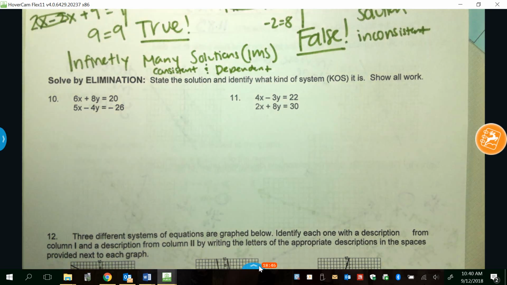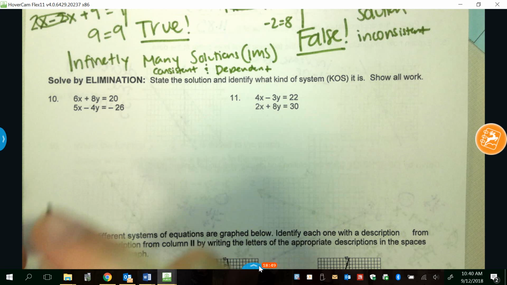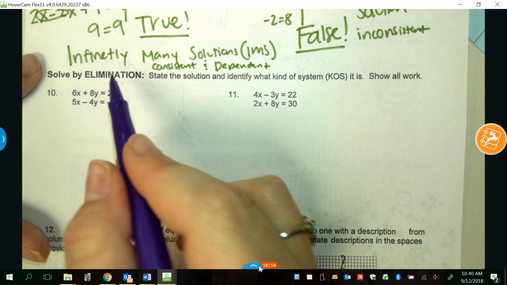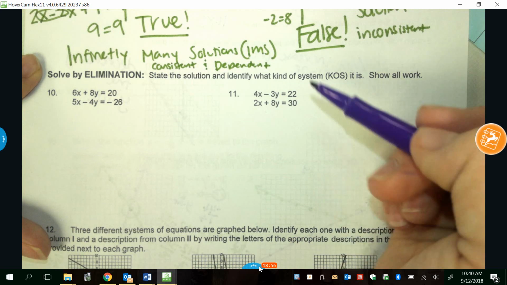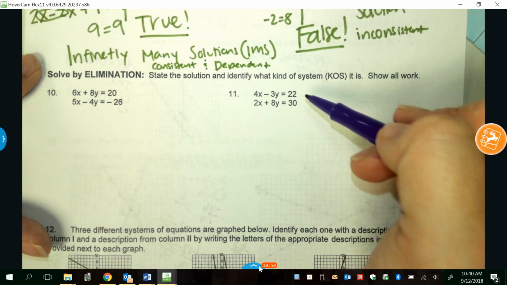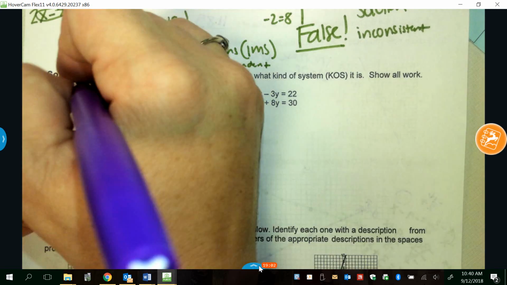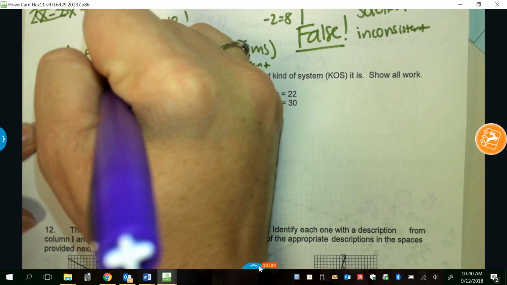So here we're doing elimination. Remember, I also call this big addition. We do this when our x's, our y's, our equal signs, and our numbers line up. So again, our x's, our y's, and our numbers line up. So these are a perfect setup for elimination, or big addition.